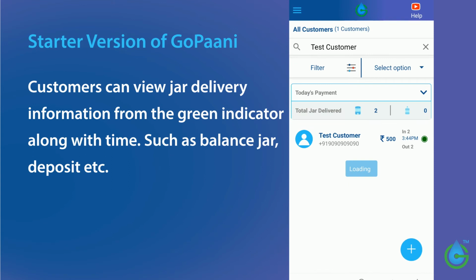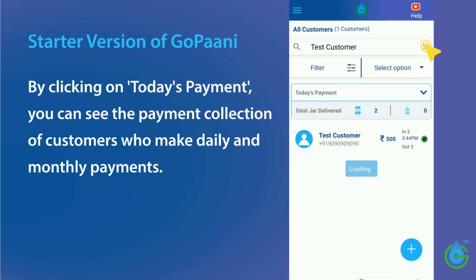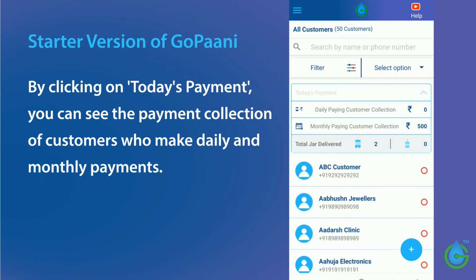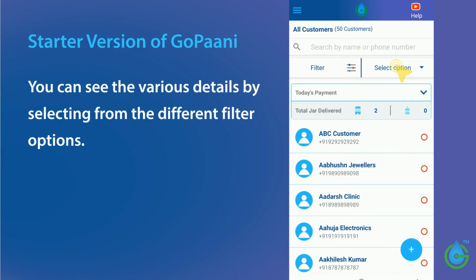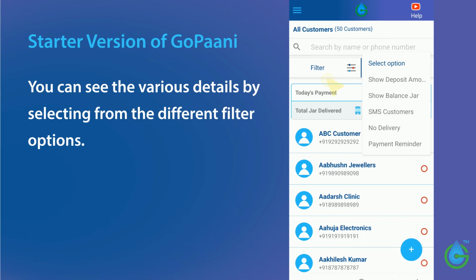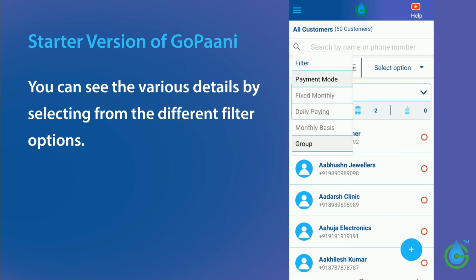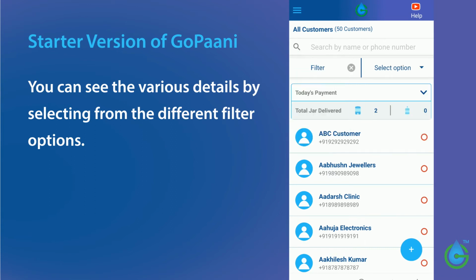Customers can view jar delivery information from the green indicator along with the time, such as balance jar, deposit, etc. By clicking on today's payment, you can see the payment collection of customers who make daily and monthly payments. You can see the various details by selecting from the different filter options.